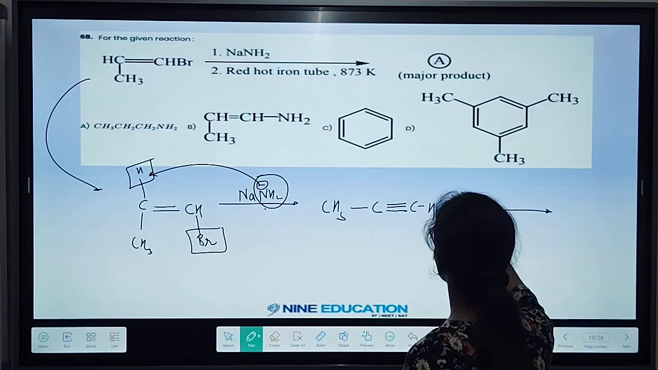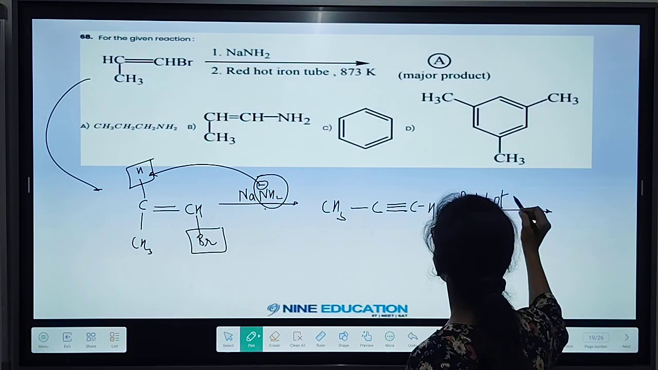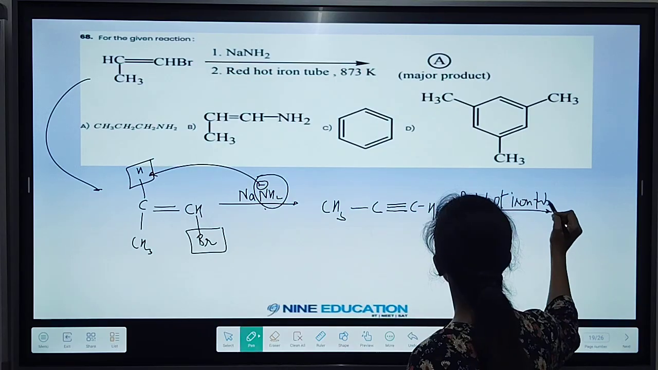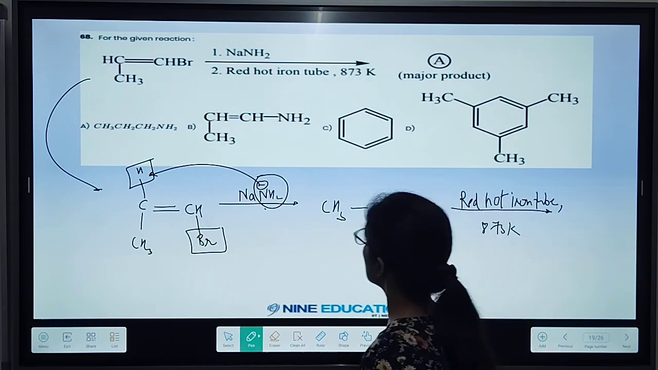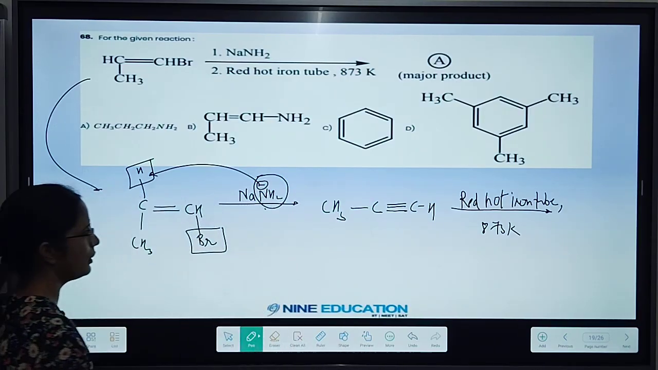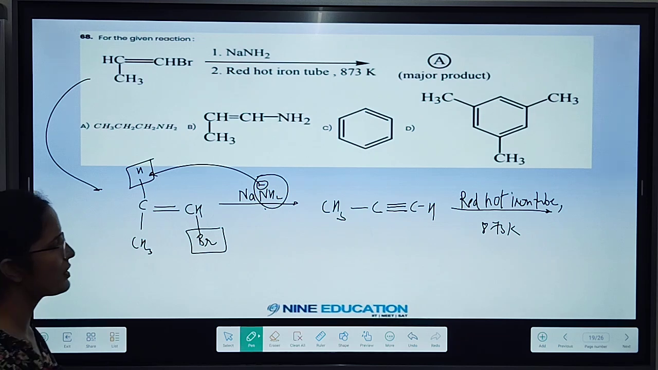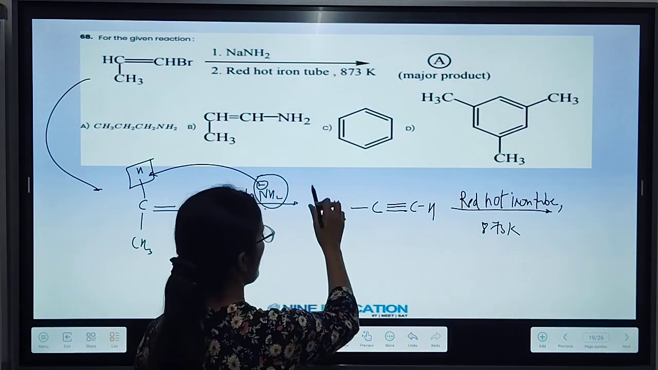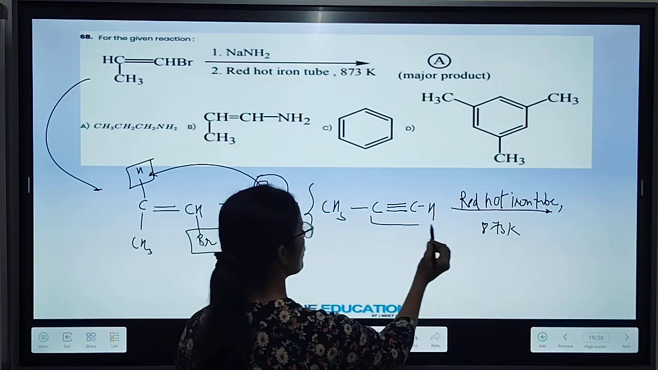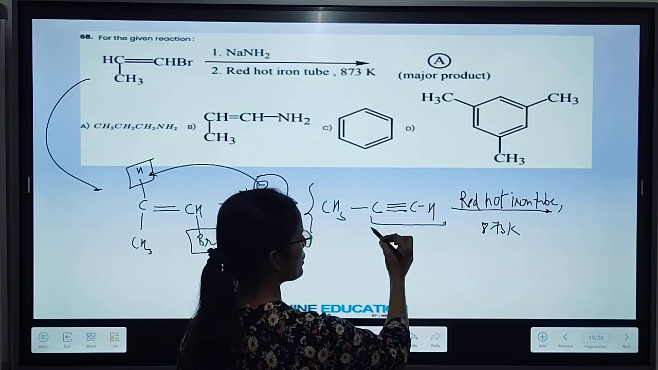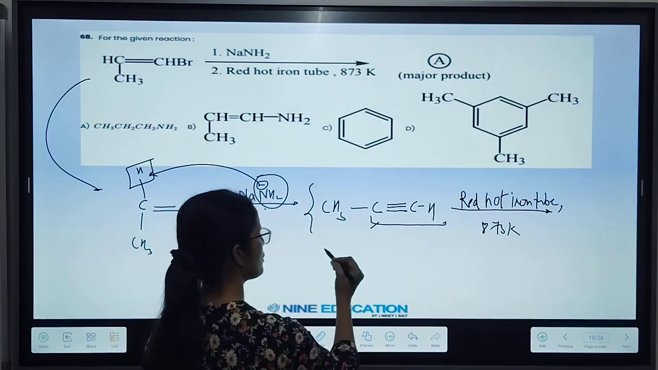and next we are reacting it with the red hot iron tube. Next we are keeping it in a red hot iron tube at 873 Kelvin. Now we need to remember, or we need to understand, the formation of benzene from acetylene, right? That also happens, which will be converting into an aromatic benzene ring. Here also we are having CH3, C triple bond CH, an alkyne is there. So if it undergoes cyclic polymerization, what will we be getting?